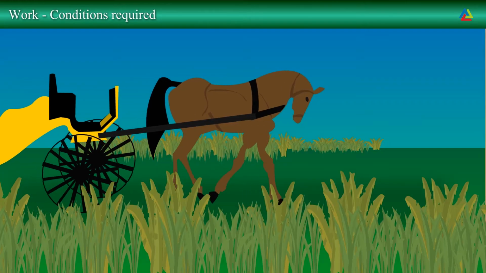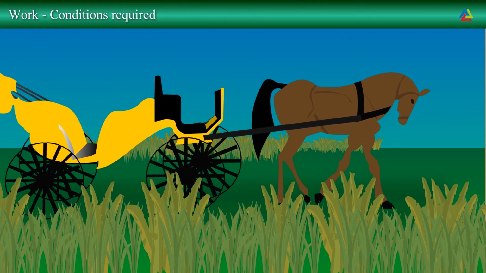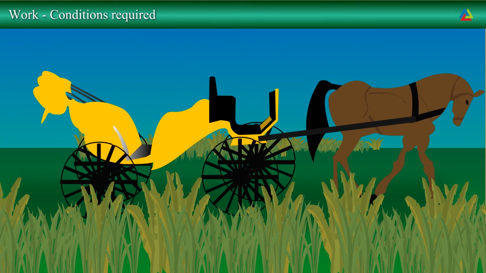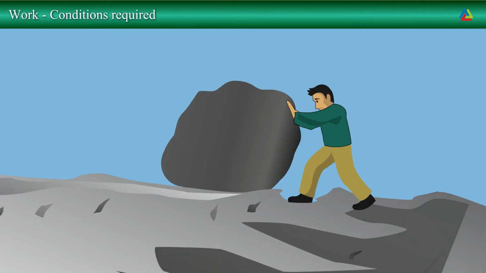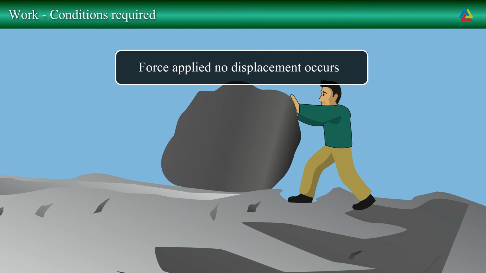In the second case, where a horse pulls a cart, the horse is applying force in a particular direction. The cart also moves in that direction. Hence, there is force and a displacement. Hence, work is done. In the last case, the man applies force to move the rock, but this force is not causing any displacement. Displacement is zero. Hence, no work is done.